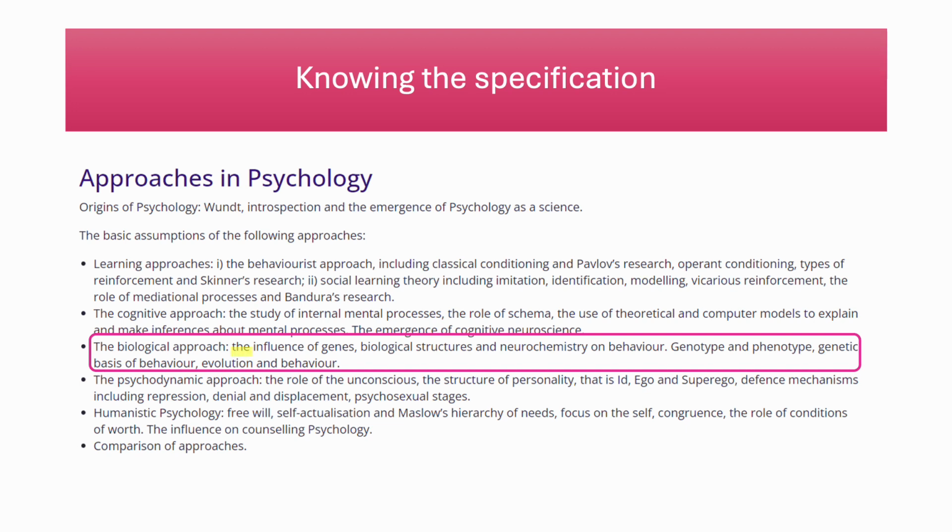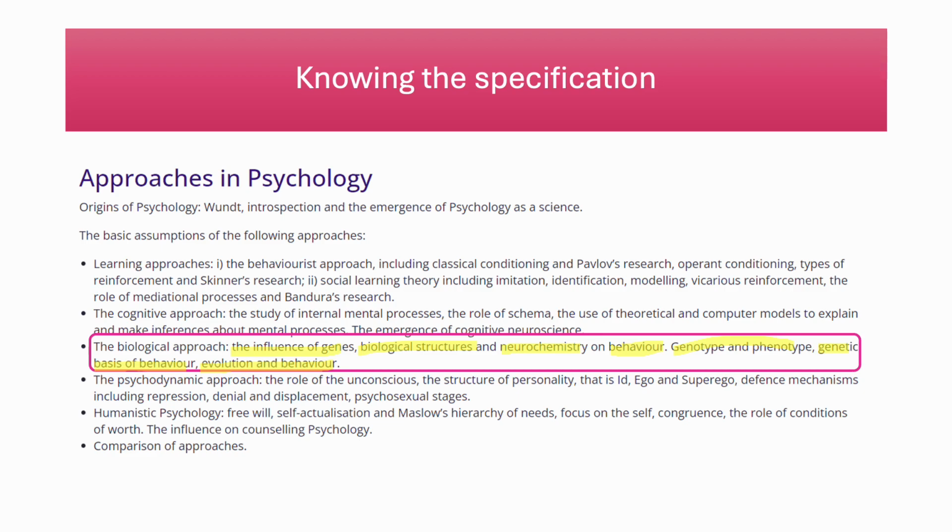So you have to understand the influence of genes on behaviour, biological structures on behaviour, and neurochemistry on behaviour. So the influence of those three things on human behaviour. You also have to know about genotypes and phenotypes and the genetic basis of behaviour. So those two are kind of linked. The genetic basis of behaviour is the genotype and the phenotype. And then you also have to know about evolution and behaviour. You might already be familiar with evolution, but it's just linking it to psychology a bit specifically.